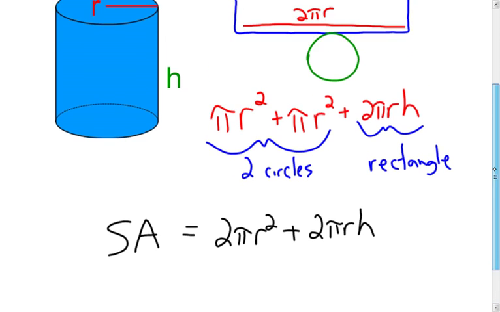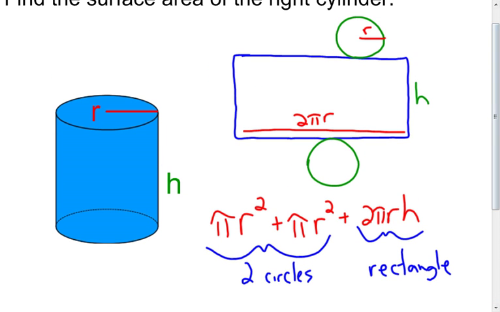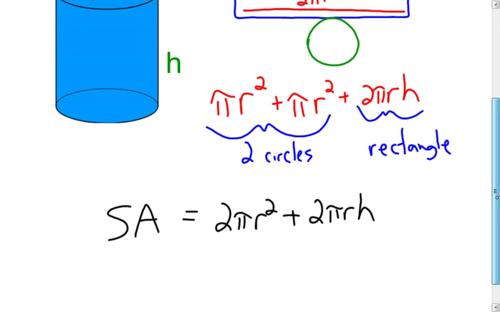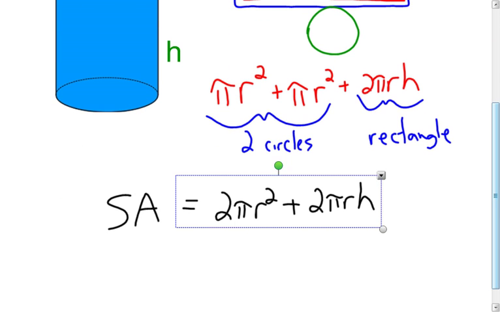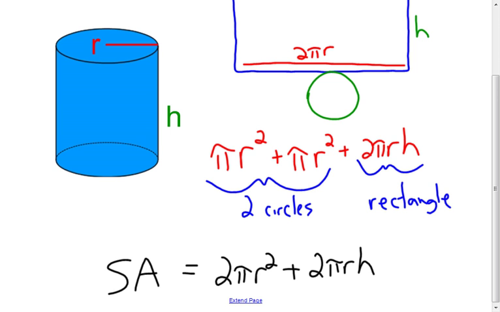I'm a firm believer in the let's draw the picture and find the area of the pieces, because I have two circles and a rectangle, and I already know how to calculate the areas of those things. But if you want one more thing to jam into your brain, there's the formula to find the surface area of a cylinder. And that's going to conclude the lesson portion of my surface areas of cylinders.